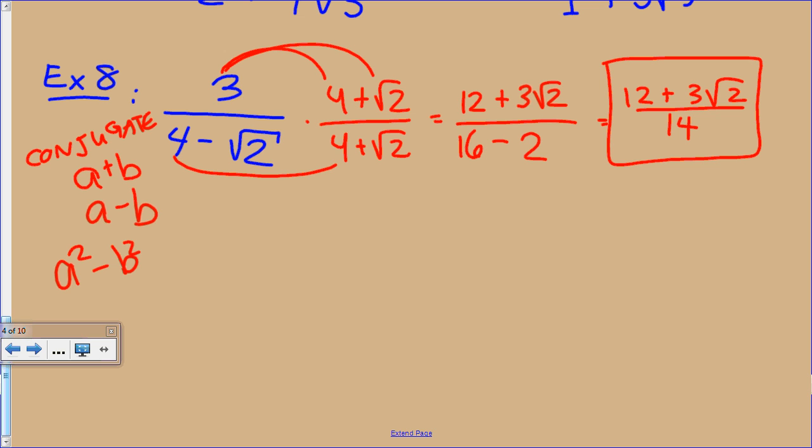Another good question. What if I came out with 12 minus 3 root 2 over negative 1? Where would I want that negative to go? So negative 12 is plus 3 root 2.